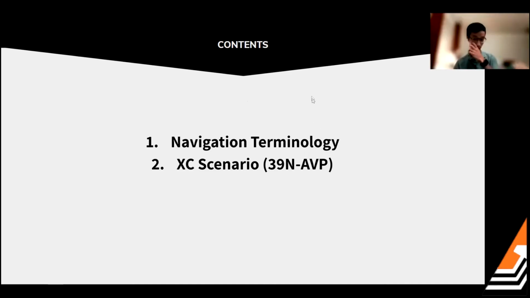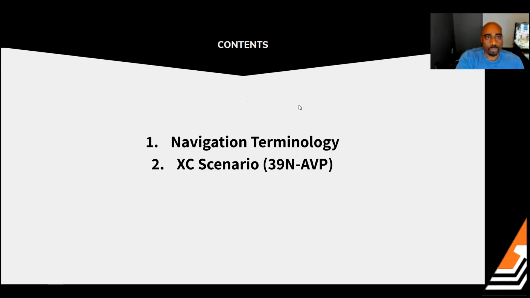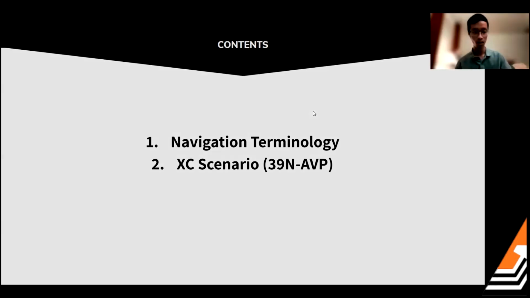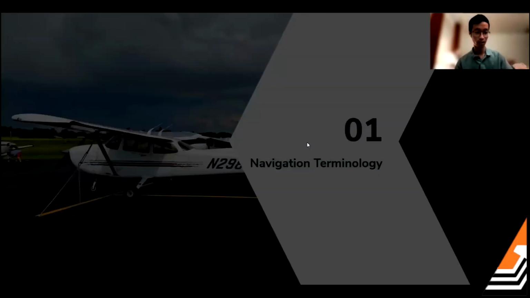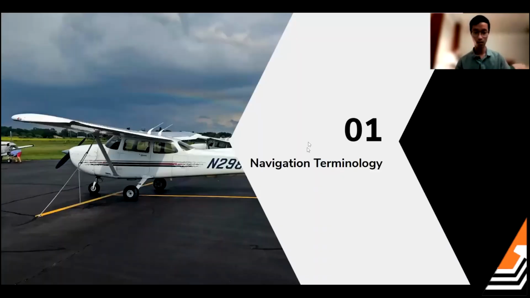So we'll start off with the navigation terminology, and then we'll go into that scenario. We'll plan a sample cross country from Princeton to Scranton, one way there. All right, so we'll get started here with some navigation terminology.